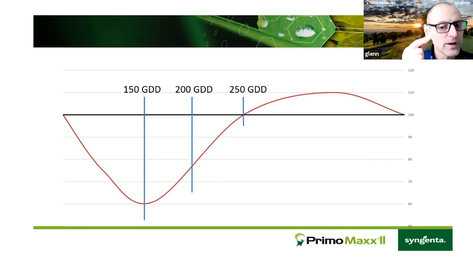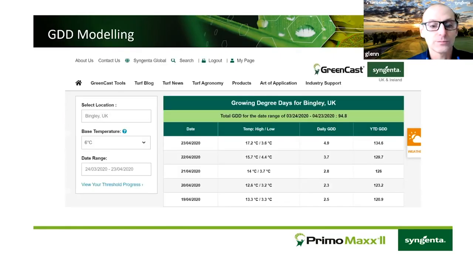Now, if you think back to the graph we were looking at earlier, some of you through the peak of summer are hitting 18 growth degree days a day. So that's only 2 or 3 days either way during the peak of your summer to get the very best out of your Primo applications.